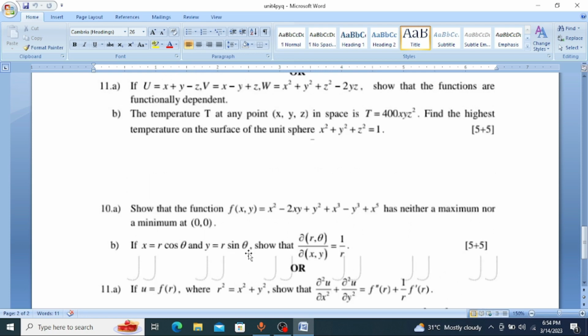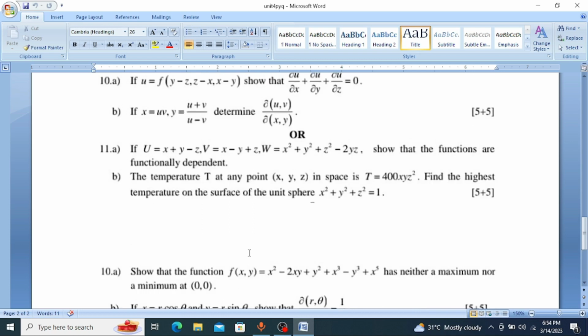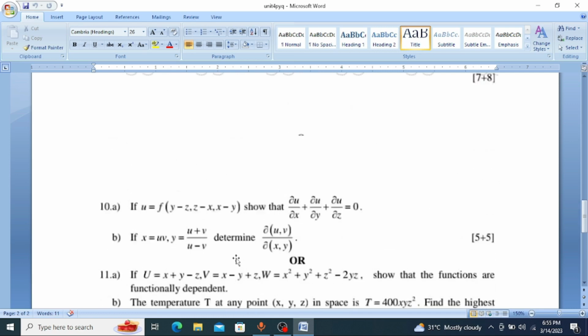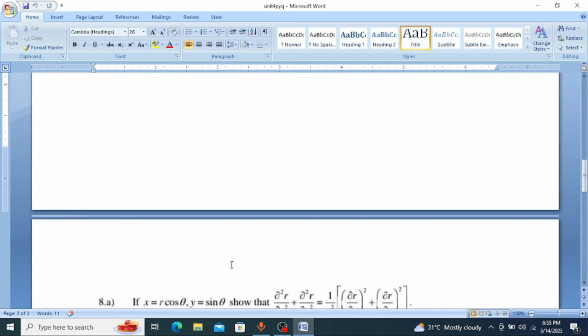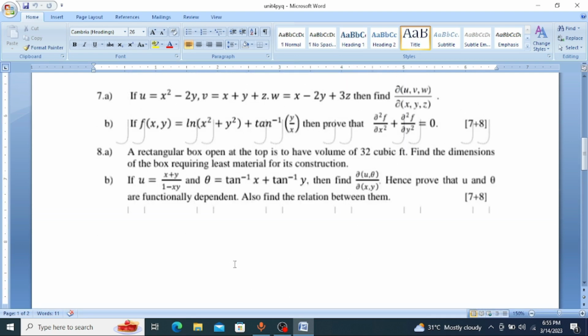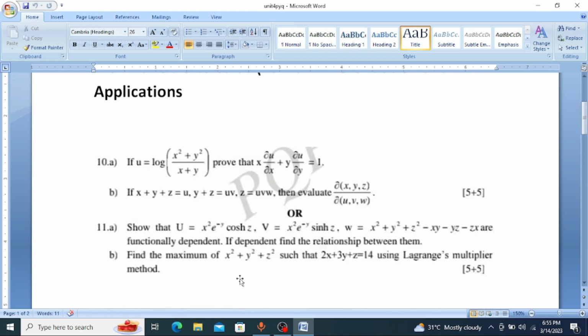In this, the most repeated topics are Jacobian and functional dependence, finding maximum or minimum either by two variables or by Lagrange's method, finding Jacobian, functional dependence, and then partial differentiation, simple partial differentiation. And these are the most repeated topics here.